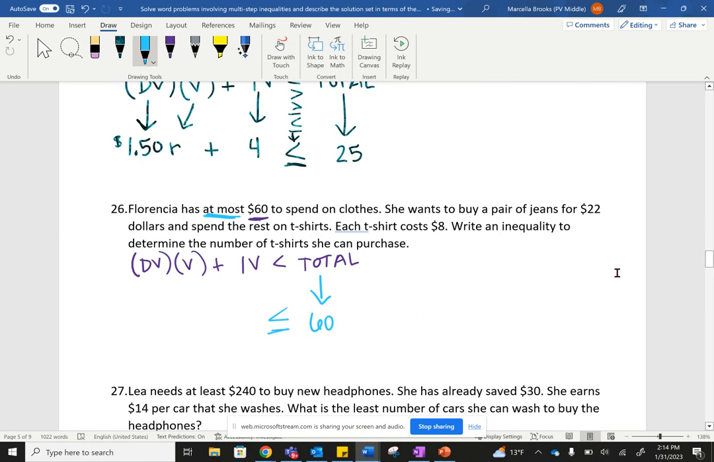She wants to buy a pair of jeans for $22 and spend the rest on shirts. So she wants to buy just one pair of jeans for $22, and the rest she wants to spend on shirts. So our independent variable, the thing that's going to happen one time, is 22. Each shirt costs $8. See that keyword each tells us that $8 is our DV. And then our variable is how many shirts can she buy? That's what we want to know. So I'm going to put S. So 8S plus 22 is less than or equal to 60.